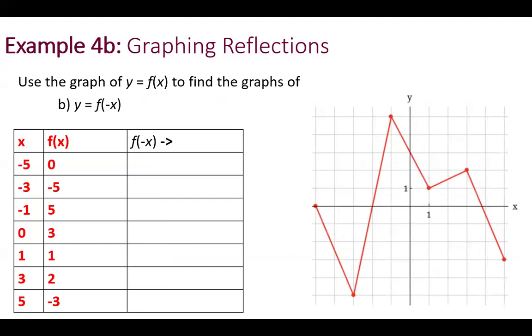How do I know? The negative is with the x, right? So now we're changing x. This time I am leaving my y's alone and all of my x's are changing. This means that I'm multiplying negative 1 times all of my x's. So that's going to give me 5, 3, 1, 0, negative 1, negative 3, negative 5.